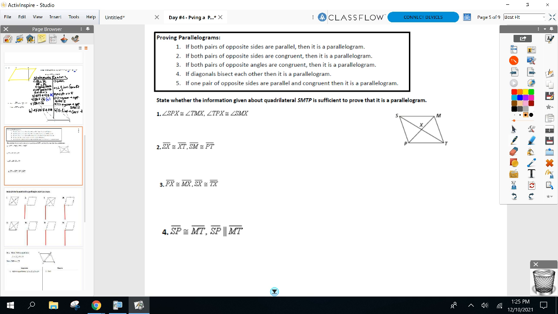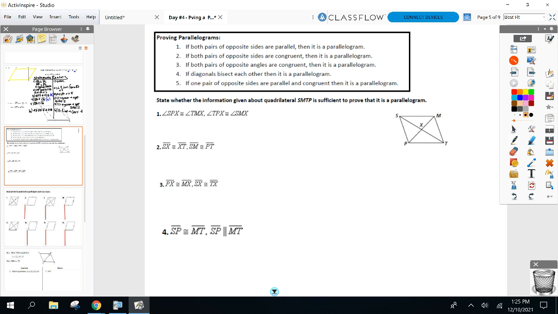Everything we did yesterday and on the homework. What was given to you? Every single proof we did yesterday. What was always given? It was something was a parallelogram, wasn't it? Something was a parallelogram. Today, now you got to prove to me it's a parallelogram. Now you got to prove to me this quadrilateral is a parallelogram.